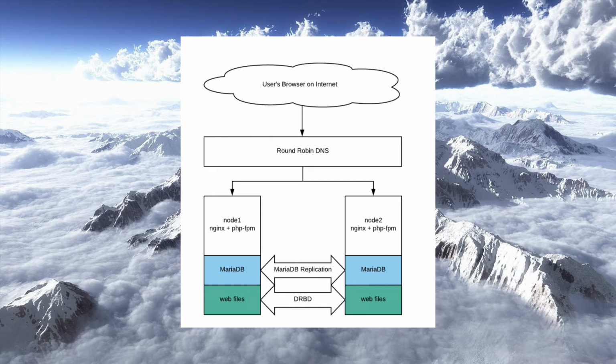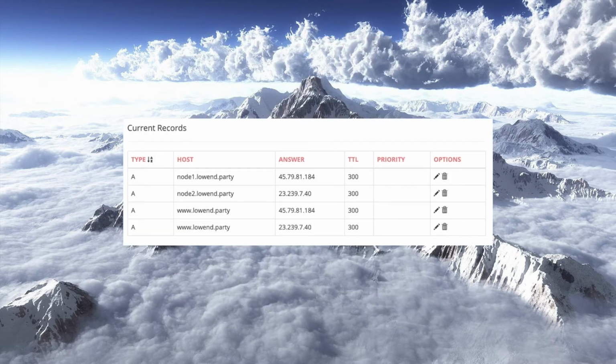All right, so the first thing we want to do is set up our DNS so that we've got round robin DNS working. I'm logged into Porkbun. That's where the lowend.party domain is registered. And I just wanted to show you here, this is how we've set it up. Now, obviously, I've got node 1 and node 2 as our 2 nodes, and I've got the A records for those. But I've also created an A record for the round robin DNS, and that's what's here at the bottom.